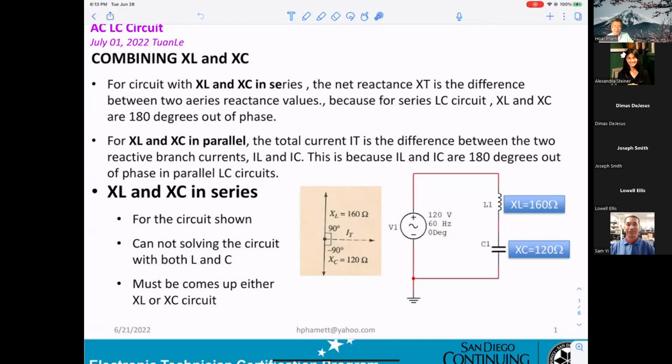So you can see the drawing here. XL 160 ohm, it goes up. XC 120 ohm, it goes down. Now by looking at the display here, you can see the difference between XL and XC. How many ohm? Positive 40 ohms.